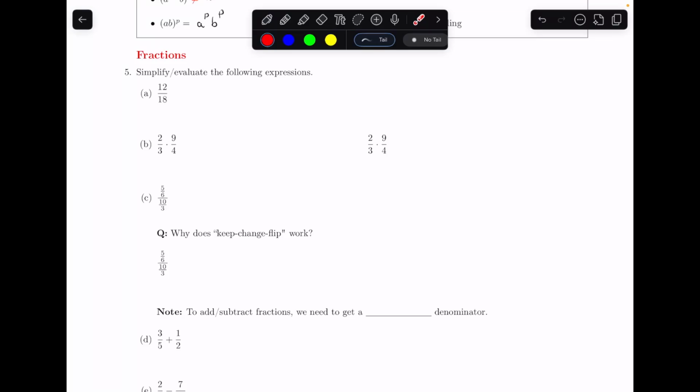In this video, we're going to do some review of fractions. So let's get right into an example. I want to simplify or evaluate the following expressions. So in A, I want to simplify 12 over 18.